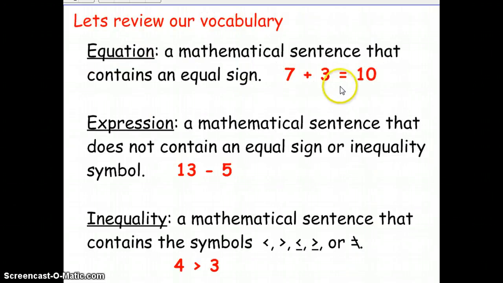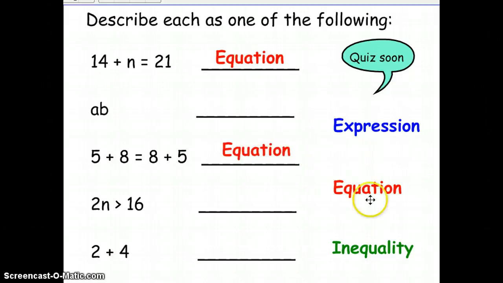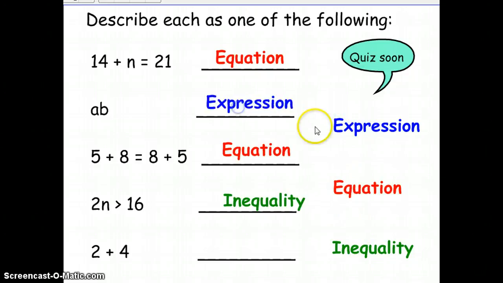All right, so let's review our vocabulary. You have all of these in your Frayer models. You want to review these because these are going to be on the vocabulary quiz that we will be having this week as well. So real quick, describe each one of the following, to make sure that you know the difference between an equation, an inequality, and an expression. Of course, the equal signs, we know that they are our equations. We know that the inequality signs are our inequalities. And we know that expressions just contain an operation without an equal sign. So that was easy enough.